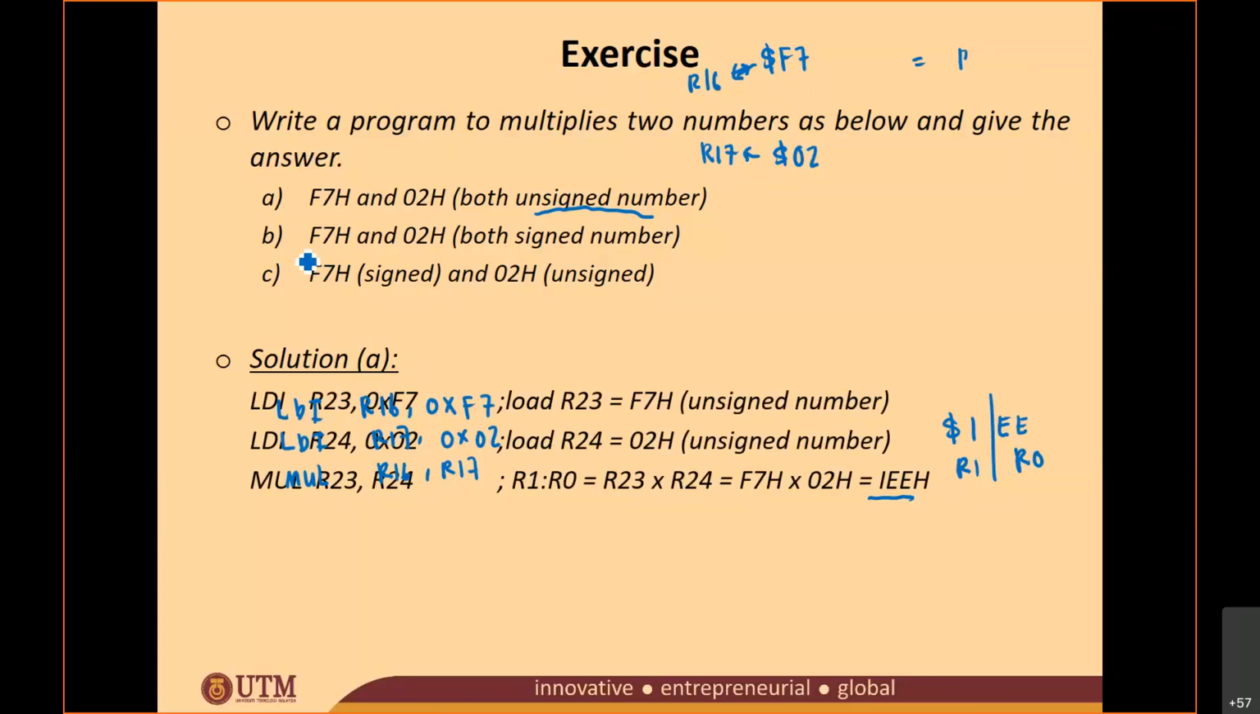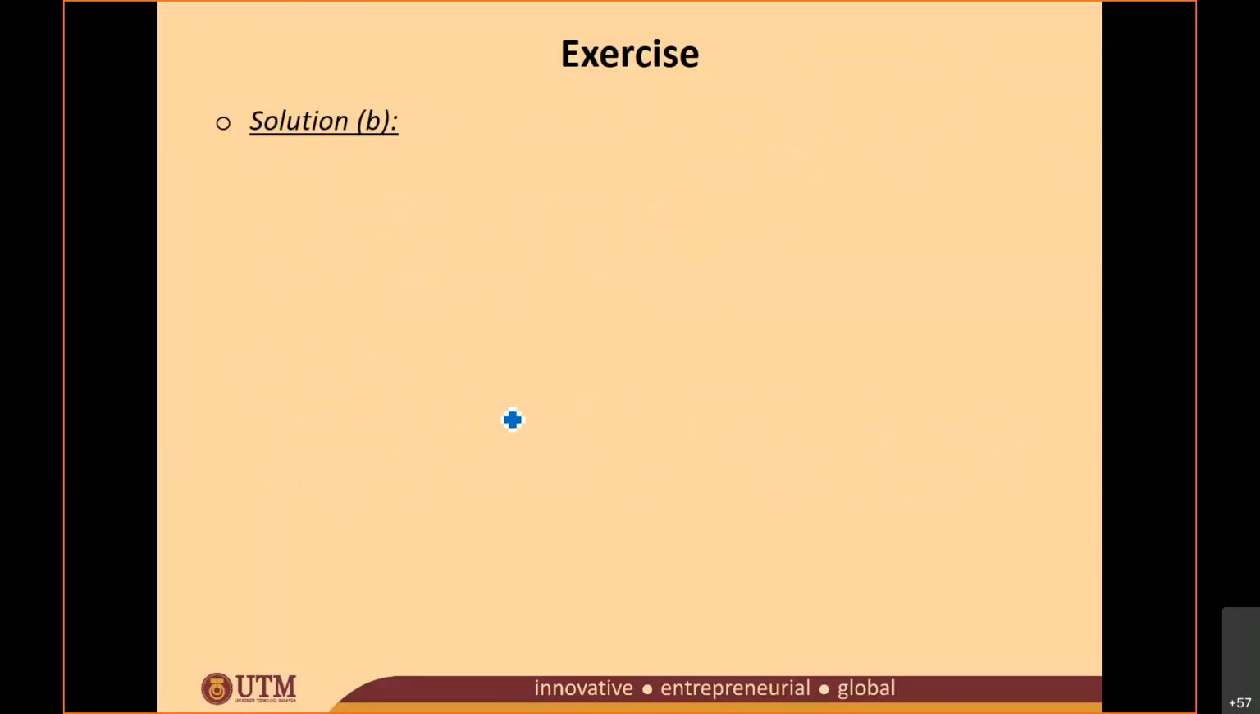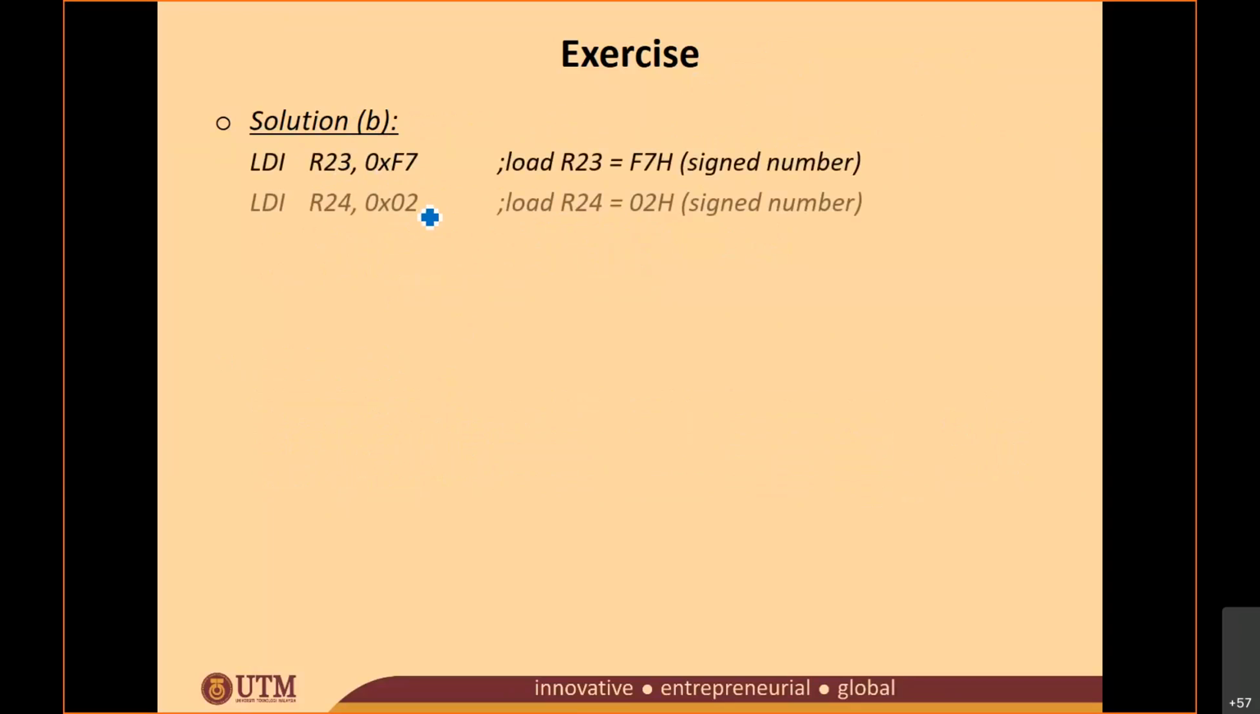Okay, if no question, then we go to this one. Both are signed numbers. So again, you load this number to your first register and the second number to the second register, and then by using the MULS instruction. So F7 goes to R23, 02 goes to R24, and then MULS R23, R24.